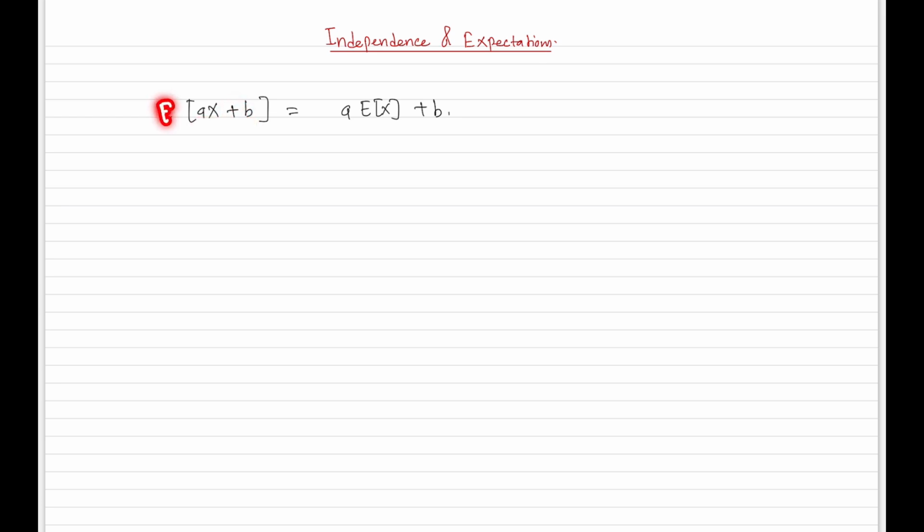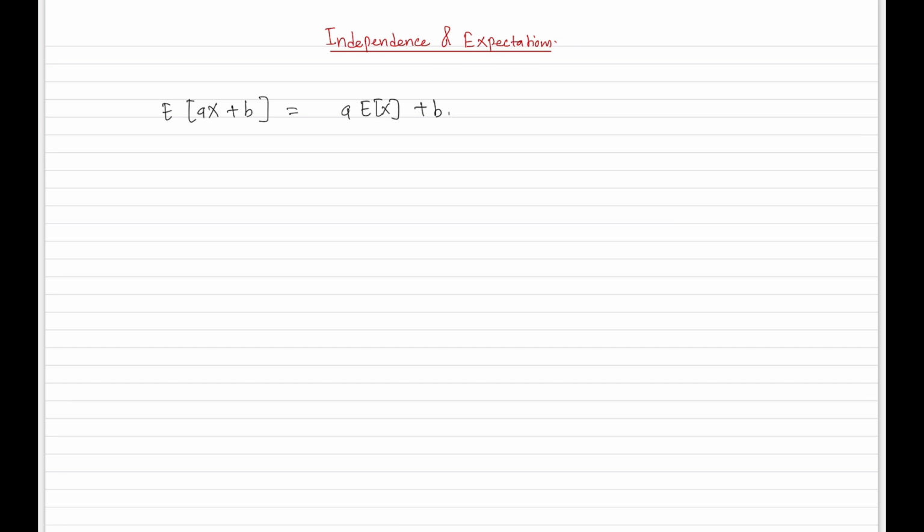So if you want to find the expectation of this, simply find the expectation of this random variable x and apply the same function. I mean to say, you multiply the same constant a to the expectation and add the same constant b to this expectation. You will get the expected value of this linear function a x plus b, right? But this is not always true.